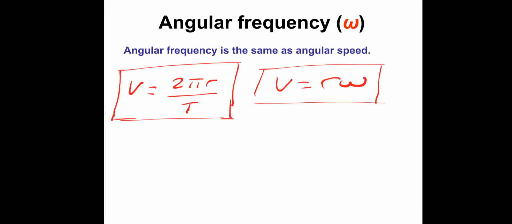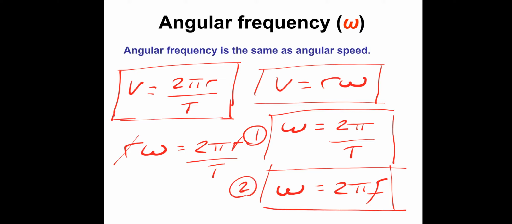And what we can do is make these equal to each other. So we end up with r omega equals 2 pi r over t. The r's cancel, and we're left with a new expression: omega is 2 pi over t. So omega is 2 pi divided by time period. Omega is in radians per second, time is in seconds. And because 1 over t equals f, we've also got a second new equation: omega is 2 pi f. Frequency is in hertz. So that's equation 1, and equation 2, if you want to get them written down.